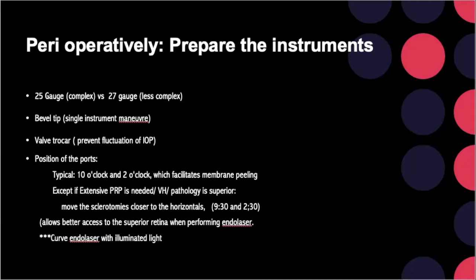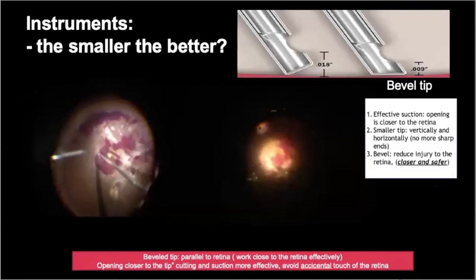And don't forget, we also have this curved endo laser, and I'm also a big fan of the illuminated laser for diabetic cases. The smaller the better, of course. We will go for 25 and 27. Again, just to highlight the beauty of having the bevel tip.